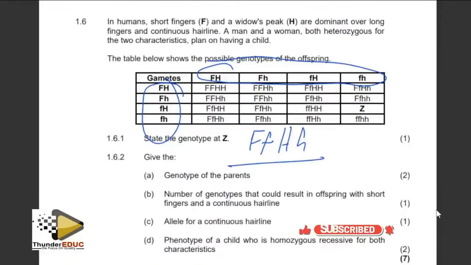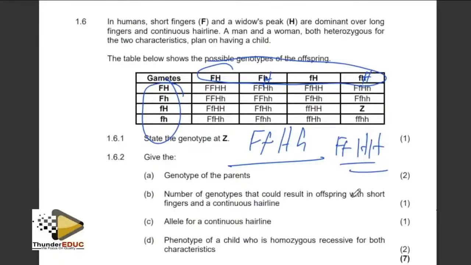If all of them were capital H, for example, capital H, even here capital H, I would have said, do I have F? Yes. Do I have small f? Yes. Do I have capital H? Yes. Do I have small h? No. They are all capital H. Done. That's how you can identify. Simple, no stress.